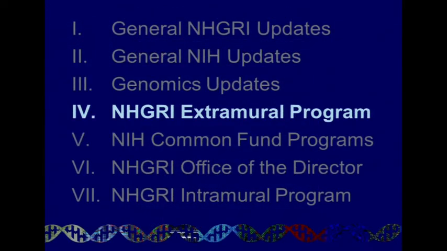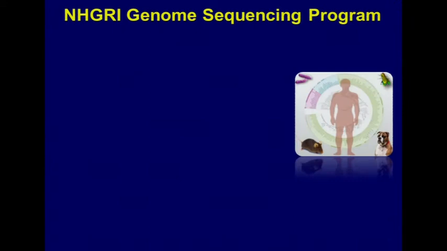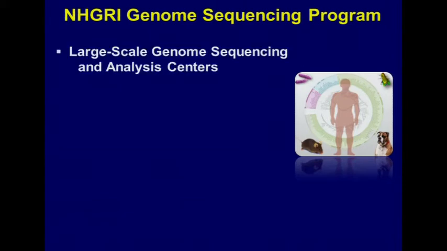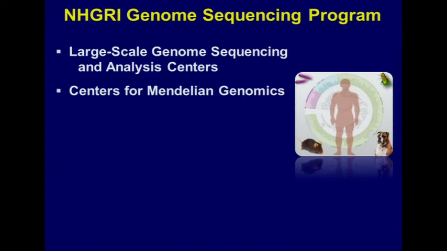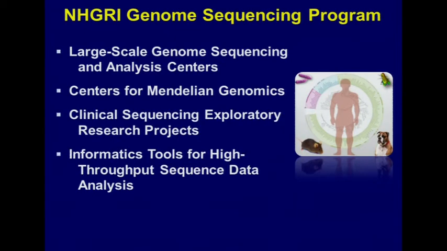So moving beyond genomics and specifically to the NHGRI extramural research program, it seems appropriate to start with our genome sequencing program. Recall that there are four components of the recently renewed NHGRI genome sequencing program: the large-scale genome sequencing and analysis centers, centers for Mendelian genomics, clinical sequencing exploratory research projects, and informatics tools for high-throughput sequence data analysis.